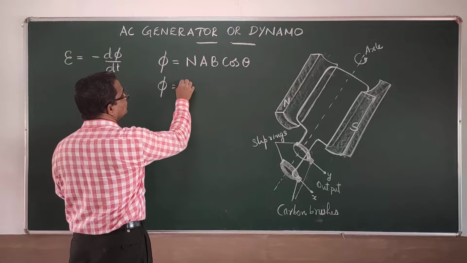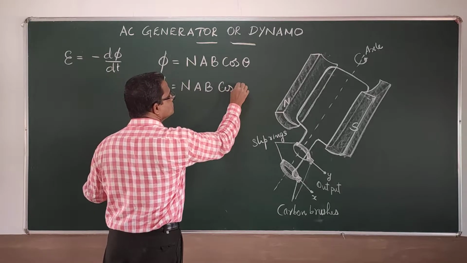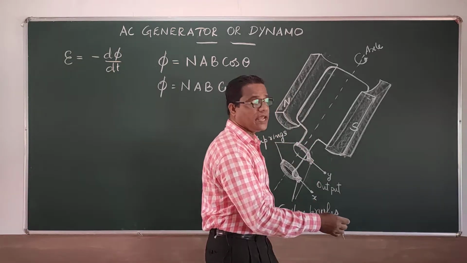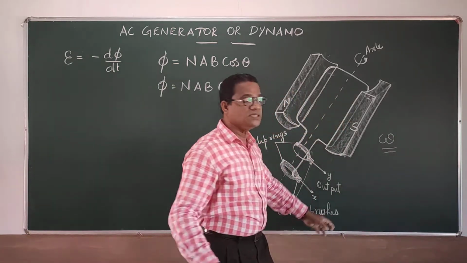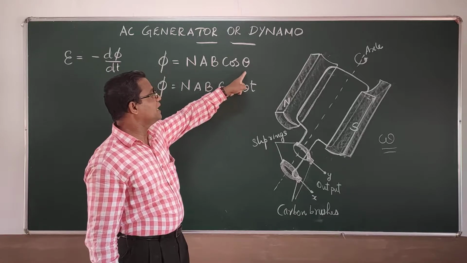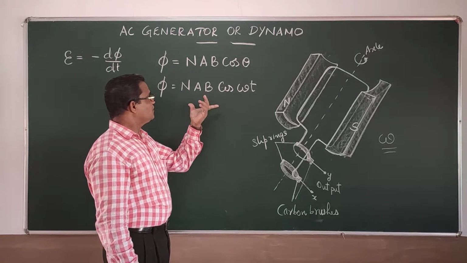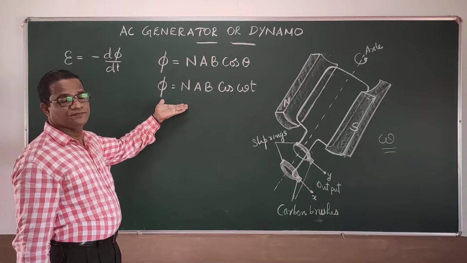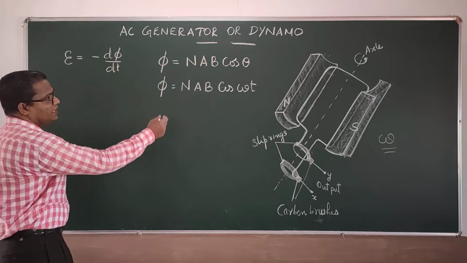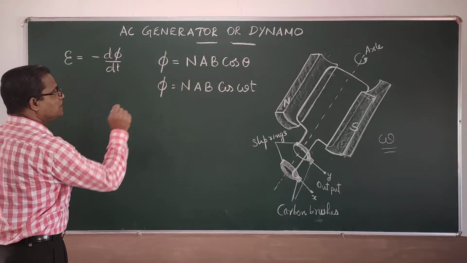So phi will be equal to NAB cos omega t, we can write. As you rotate this coil with angular velocity omega, that angular velocity into time gives you the angle through which it is turning in the magnetic field. Here N is the number of turns of the armature coil, A is the area of the armature coil, and B is the magnetic field, and we get the flux equation like that.